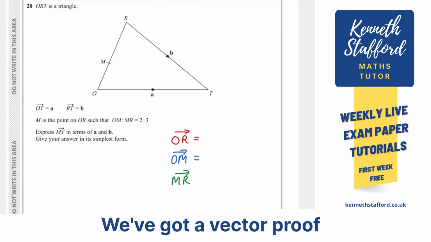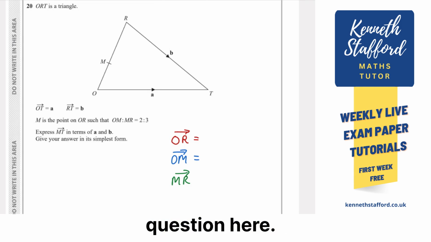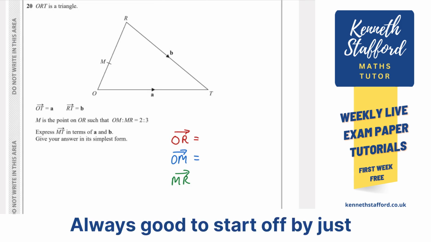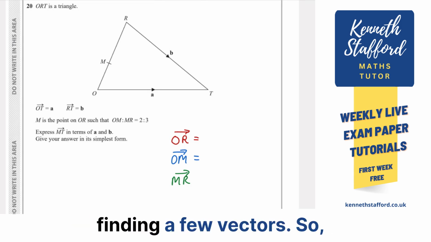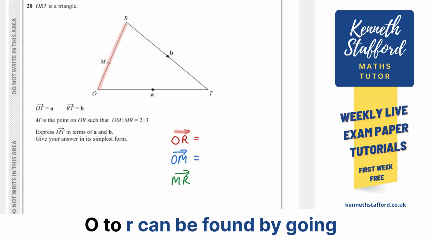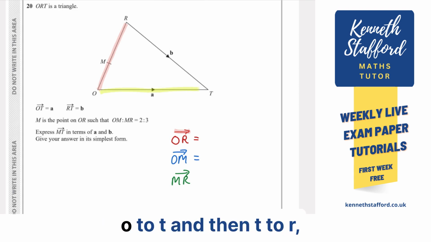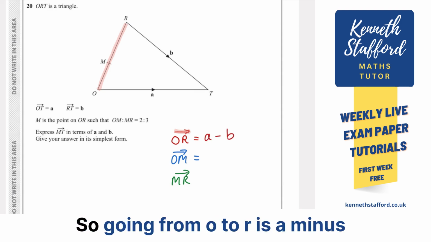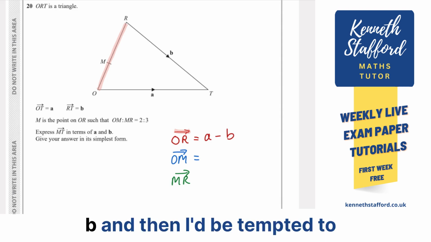Question 20, we've got a vector proof question here. This isn't too bad, though these can be really tricky. It's always good to start off by just finding a few vectors. On my hint paper, I suggested maybe you find O to R. O to R can be found by going O to T and then T to R. So we'll probably get a mark just for doing this. O to T is A and T to R is minus B, so going from O to R is A minus B.